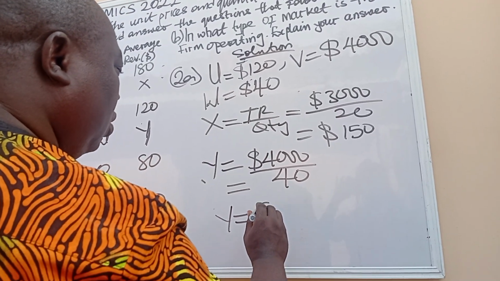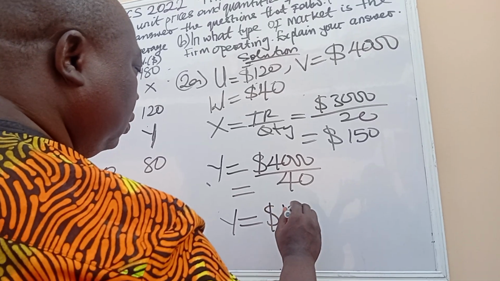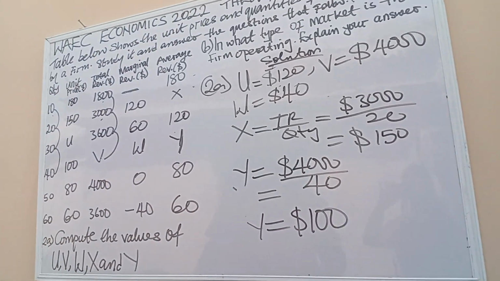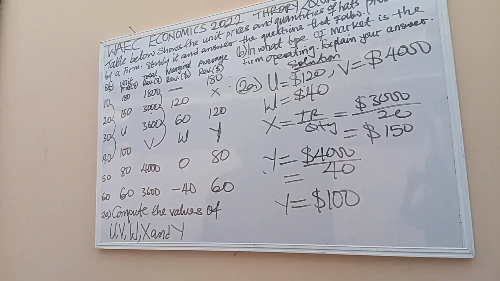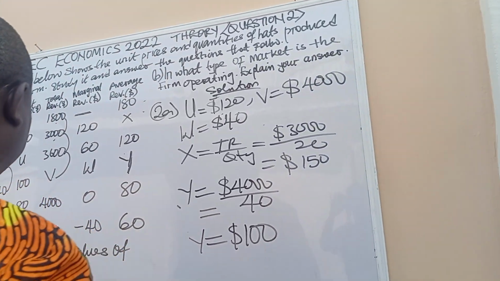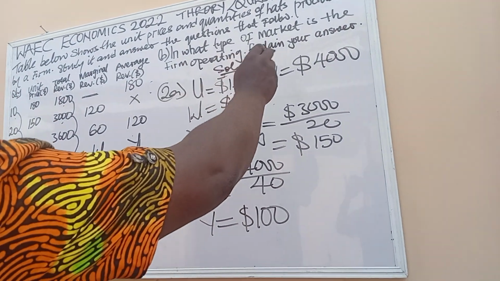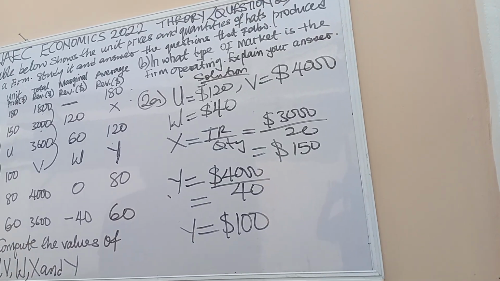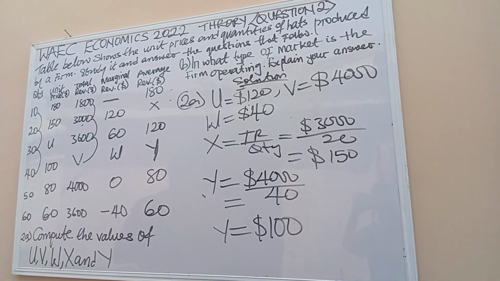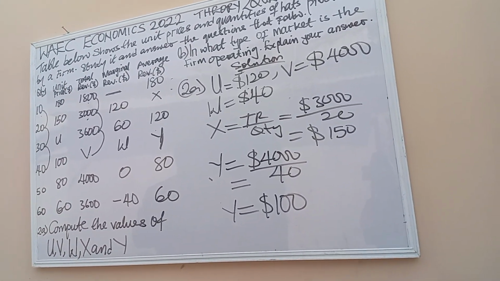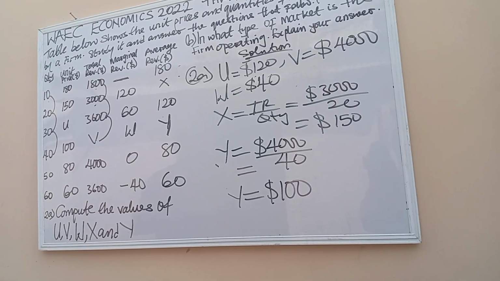So Y is $100. Okay, so now that is 2A. 2B: in what type of market is the firm operating?